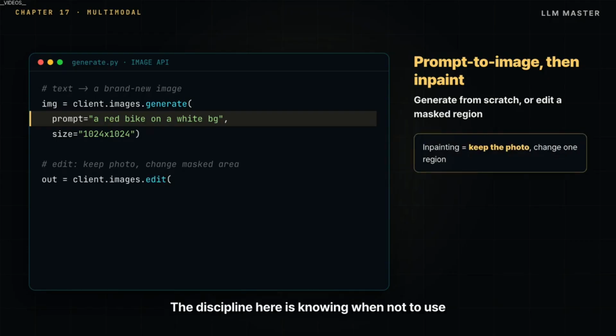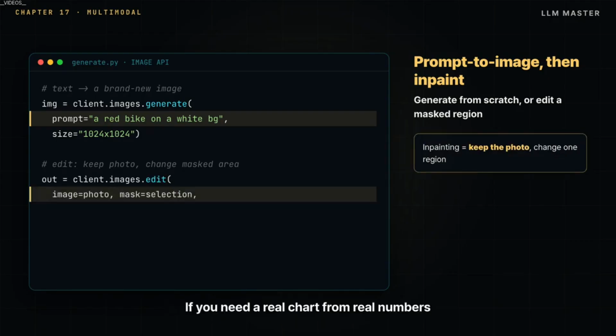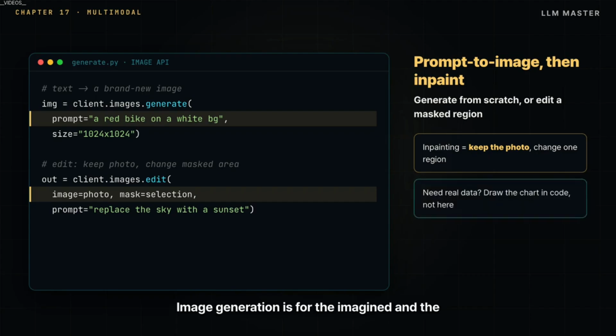The discipline here is knowing when not to use it. If you need a real chart from real numbers, generate the chart with code, not a diffusion model that will happily invent plausible-looking but wrong axis labels. Image generation is for the imagined and the illustrative, not for anything where factual accuracy on the pixels actually matters.